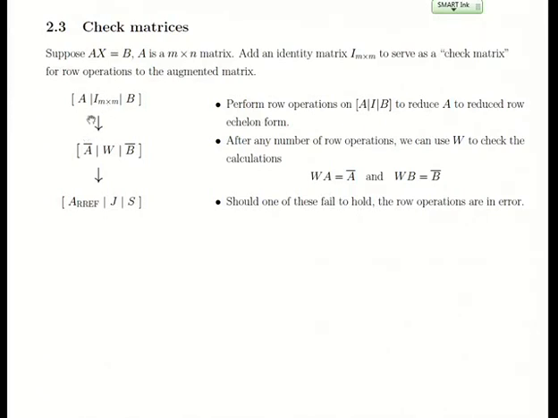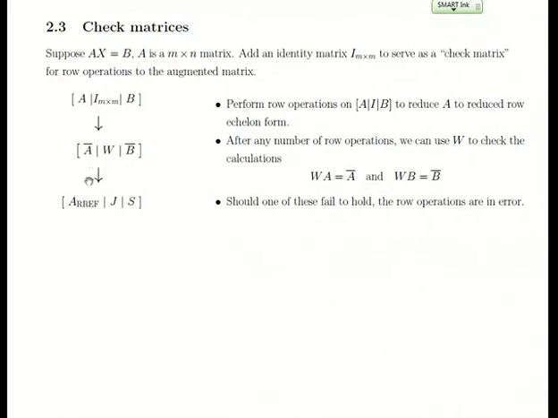If you have your matrix A and your vector B that come from an equation that looks like this, and you stick an identity in here that's the right size, the same size as A, and you do a bunch of row operations, this A will turn into something else and the B will turn into something else. At any time you can multiply this W by your original A and you should get the changed A, and you can also multiply W by the original B and get the changed B. Okay?